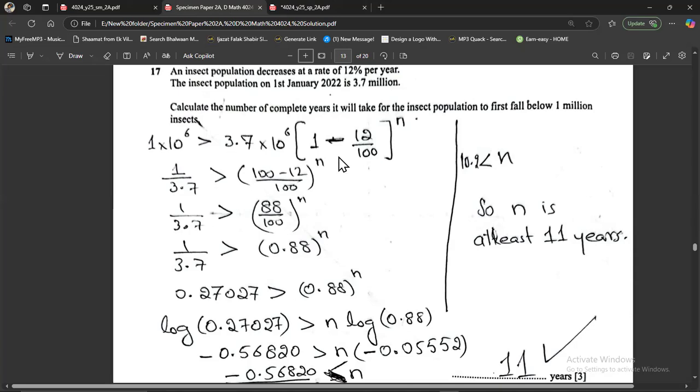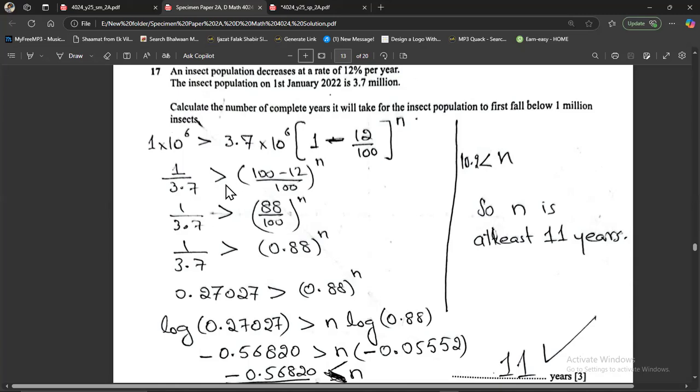So this is depreciation. The name of the topic is depreciation. Okay, so 3.7 times 10 power 6, bracket 1 minus rate 12 by 100, the whole thing raised to power n. And this should become less than 1 million. 1 million means 1 times 10 power 6. Okay, so I will take this thing to the other side and I will divide it. So 1, because 10 power 6 and 10 power 6 will be cancelled. So 1 divided by 3.7.